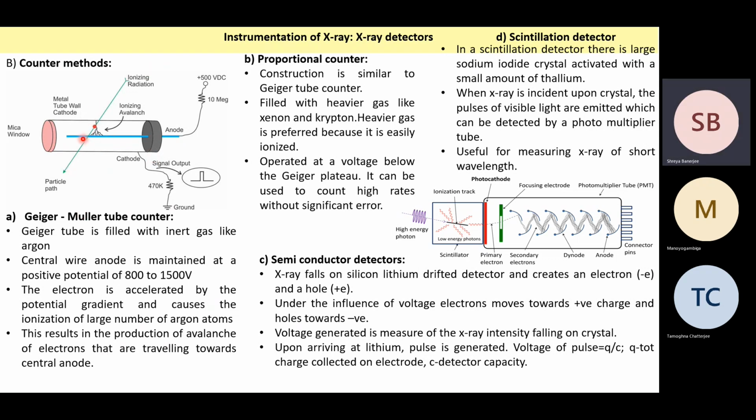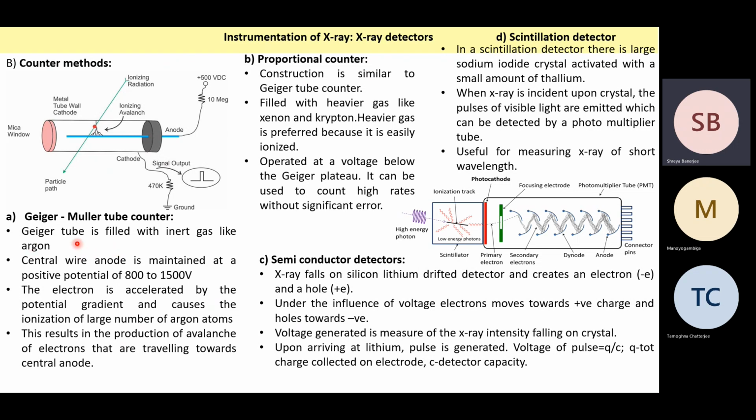And all these electrons that travel towards the central anode, basically you are counting the electrons as they strike your detector. So every time an electron strikes the anode, you get a signal output like this. So basically you are counting the electrons striking your detector, and that is why it's called a counter method. The proportional counter method is very similar to the Geiger tube counter.